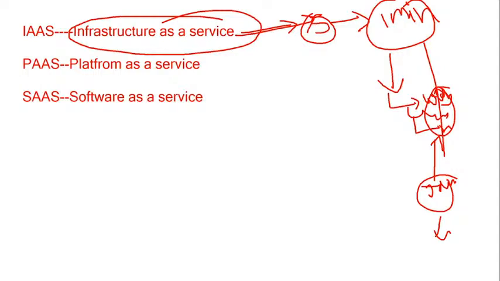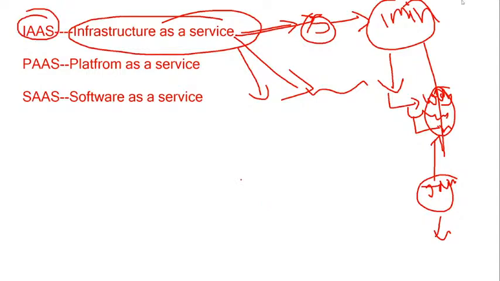Clear? For example, after 1 year your business is not good, then go and destroy it at that moment. Whatever we have consumed until then, just pay for that. That is what infrastructure as a service is.